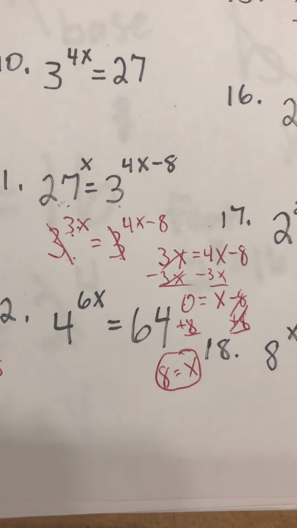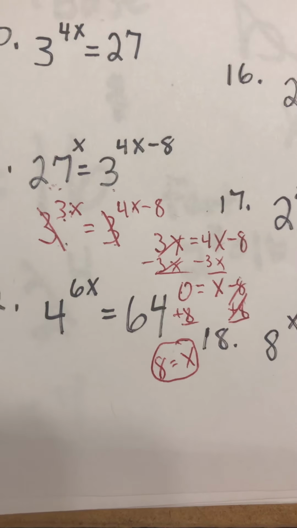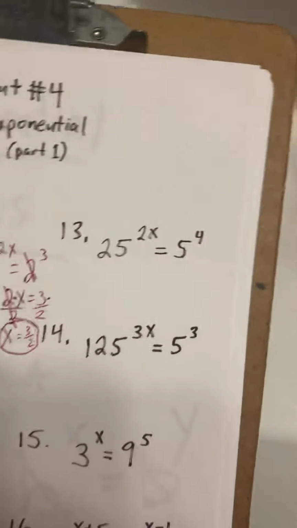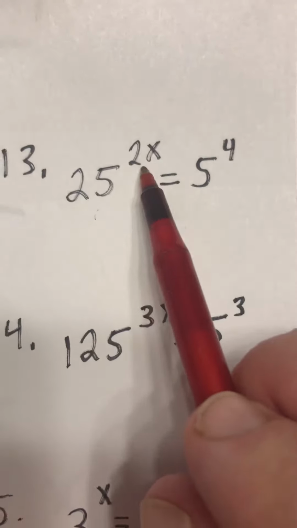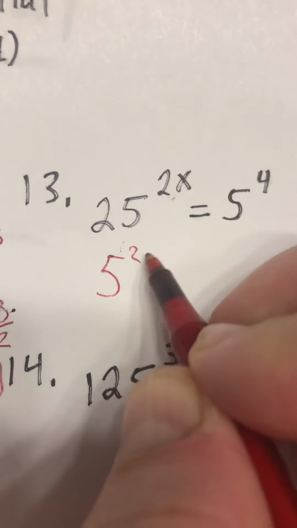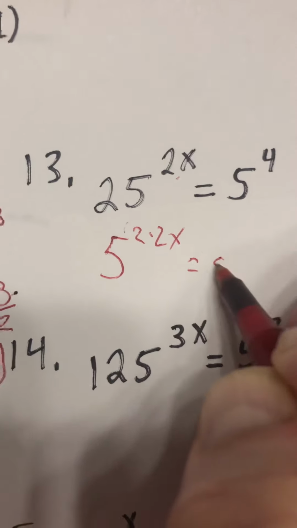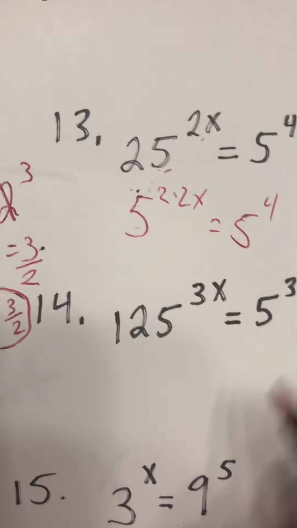Let's do a couple more together here. Let's take a look at number 13. This one here, 25 to the 2x equals 5 to the 4th. I would change 25 to be 5 squared to the 2x, and 5 to the 4th, leave that as 5 to the 4th. So you just have to know that 25 is 5 squared.